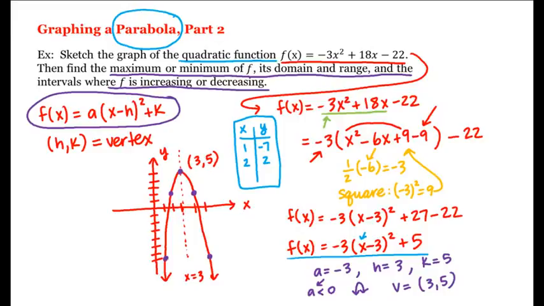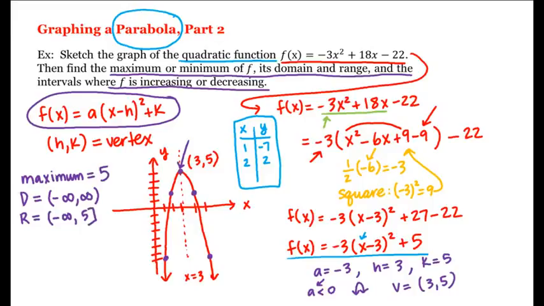Now, because this parabola is opening downward, it will have a maximum, not a minimum, and the maximum will occur here at the vertex. That is, the maximum value of our function is the y-coordinate of that vertex, or 5. It occurs at x equal to 3, but the actual maximum value of the function is the y-coordinate, or 5. And the domain is all real numbers. And the range is from that vertex down, or the interval from negative infinity up to 5.